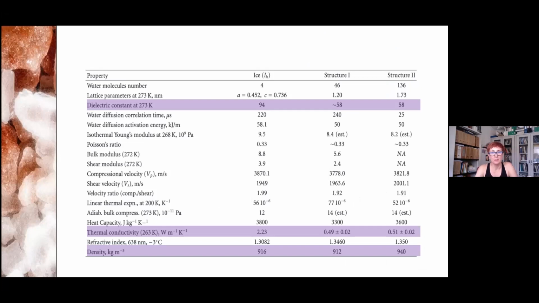So clathrates are similar to ice, but some properties are very different. For example, the electrical properties, the thermal conductivity, or the density are very different from the properties of ice phase 1. And all these 3 properties are very important in planetology because they affect the geophysics, and also their uniqueness facilitates space exploration.